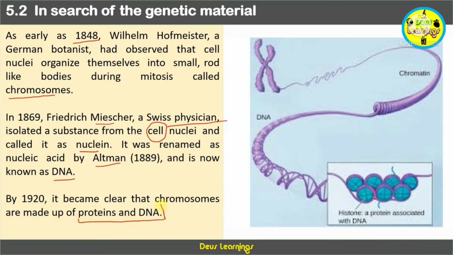In 1920, it was confirmed that proteins and DNA compose the chromosome. So when you talk about a chromosome, it is made up of DNA plus proteins.